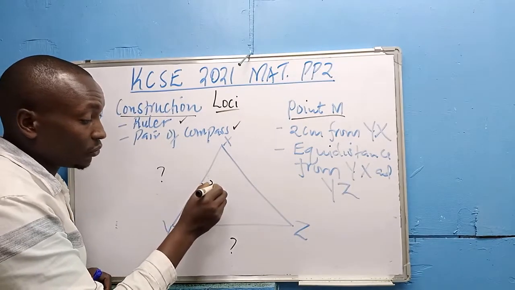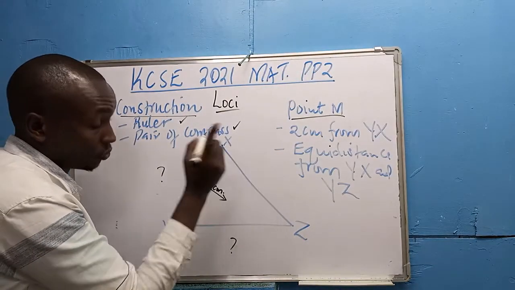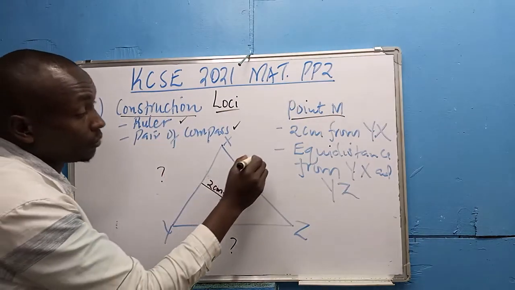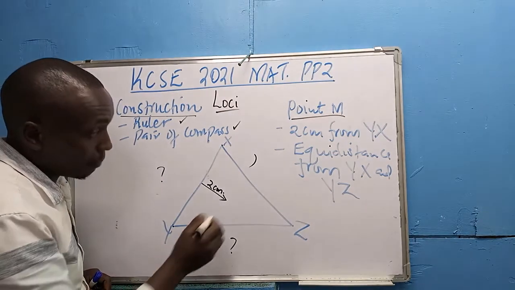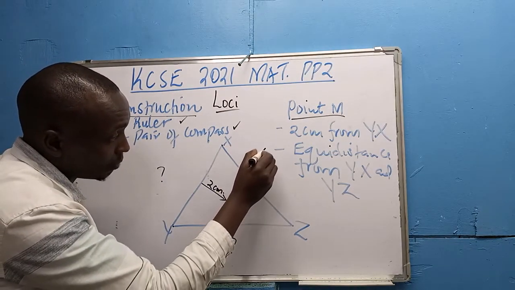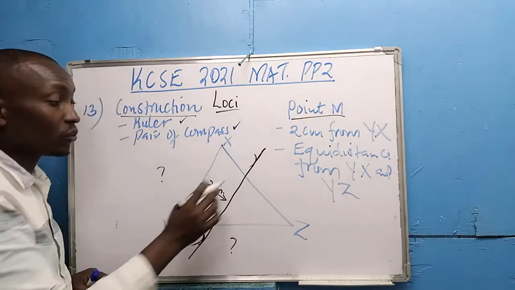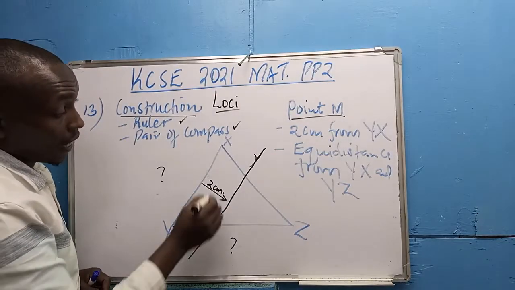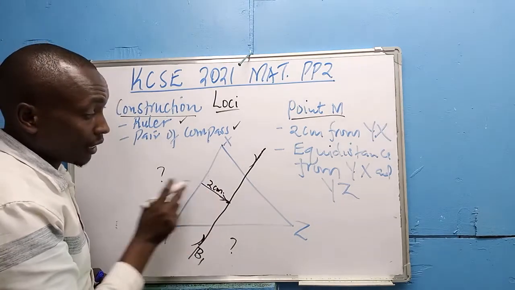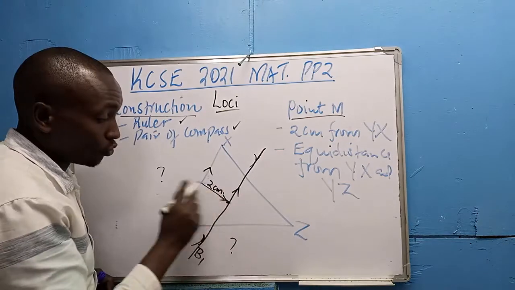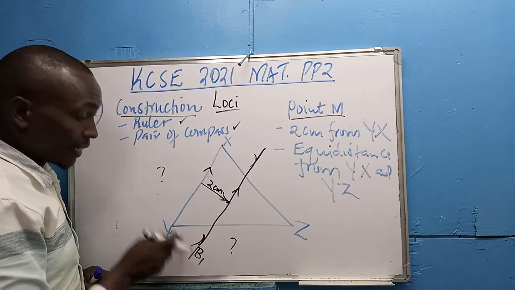So all the student needs to do is to construct a parallel line to this. Standing here, extending your pair of compasses 2 centimeters, you make a mark. Standing here, 2 centimeters, you make a mark. Then join. It's like you're having a tangent to the arc, and that one will be 2 centimeters, and that's where the student gets the B1, 2 centimeters from this line, a parallel line. Then we are given that it is equidistant from this line and this line.